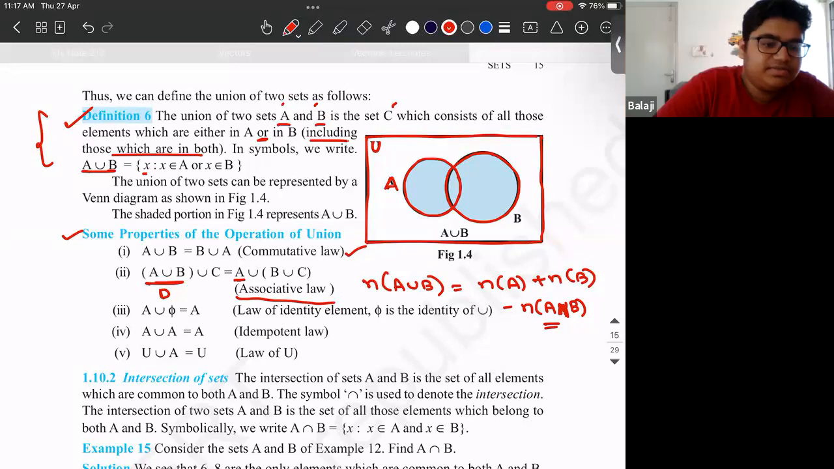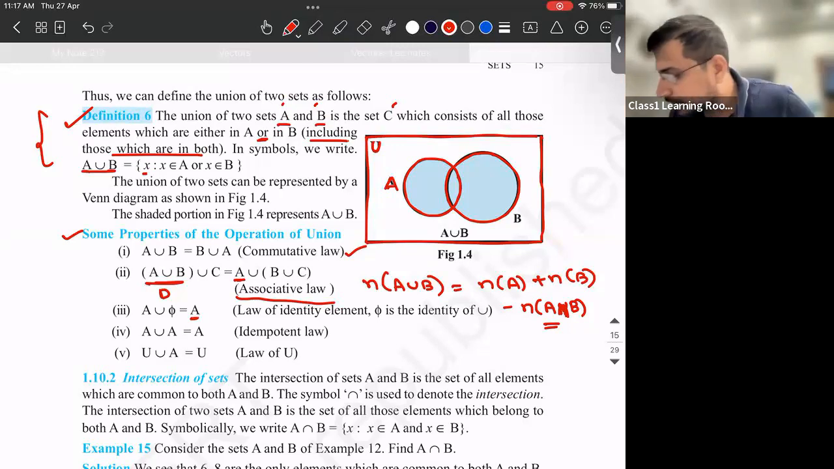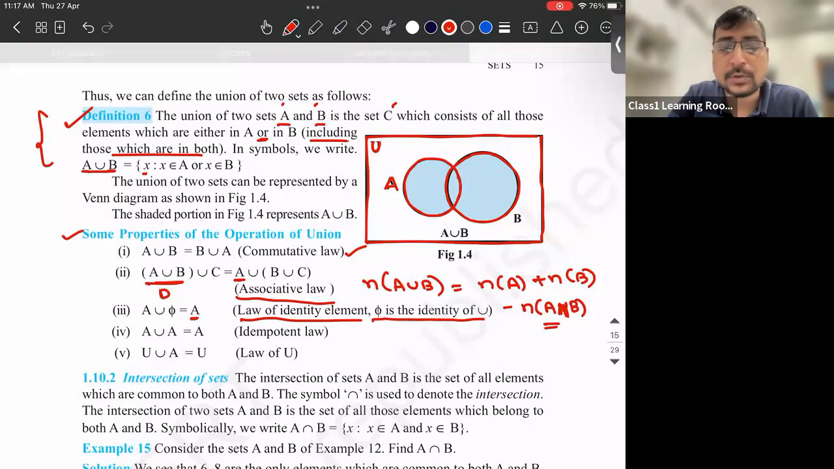We get the set itself because the null set has no elements. So this is called the law of identity element. The null set is the identity of U. And what is that identity element? It is the null set.